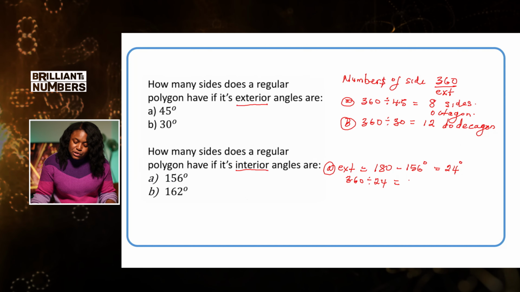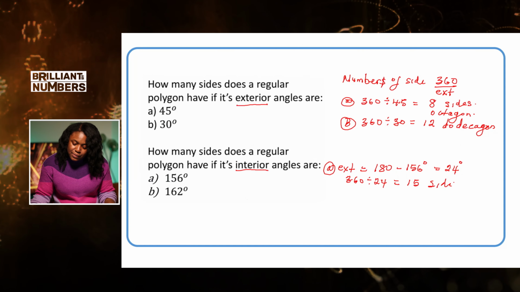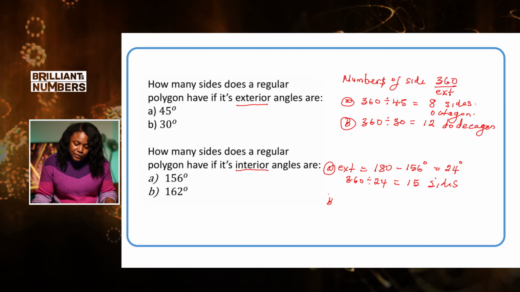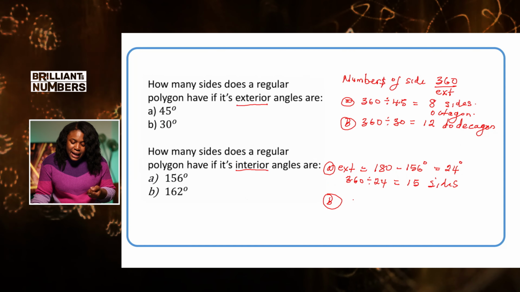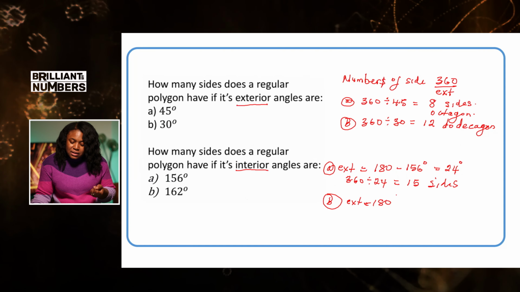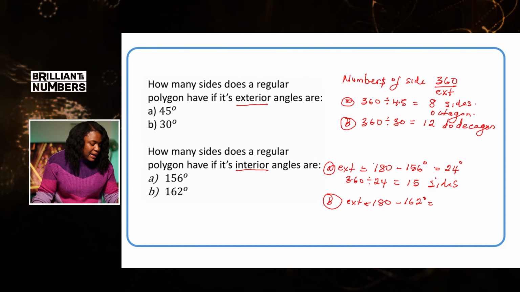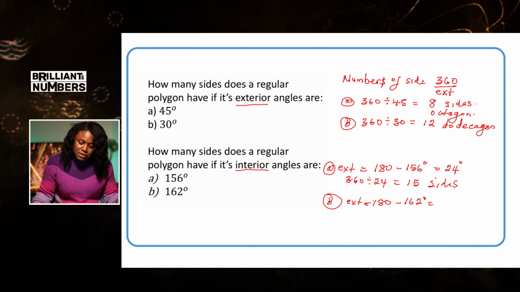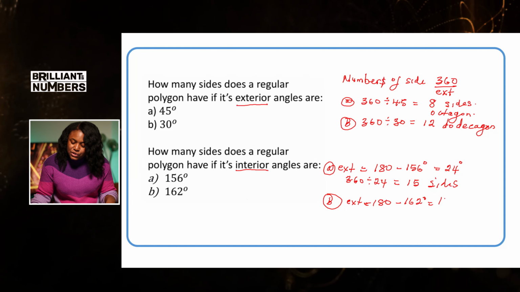And that gets me to 15. So 15 sides for that one. So part B will follow the same method. I know my interior, so I can get my exterior. It's 180 take away 162. That gives me my exterior. So 180 take away 162, and that's equal to 18.